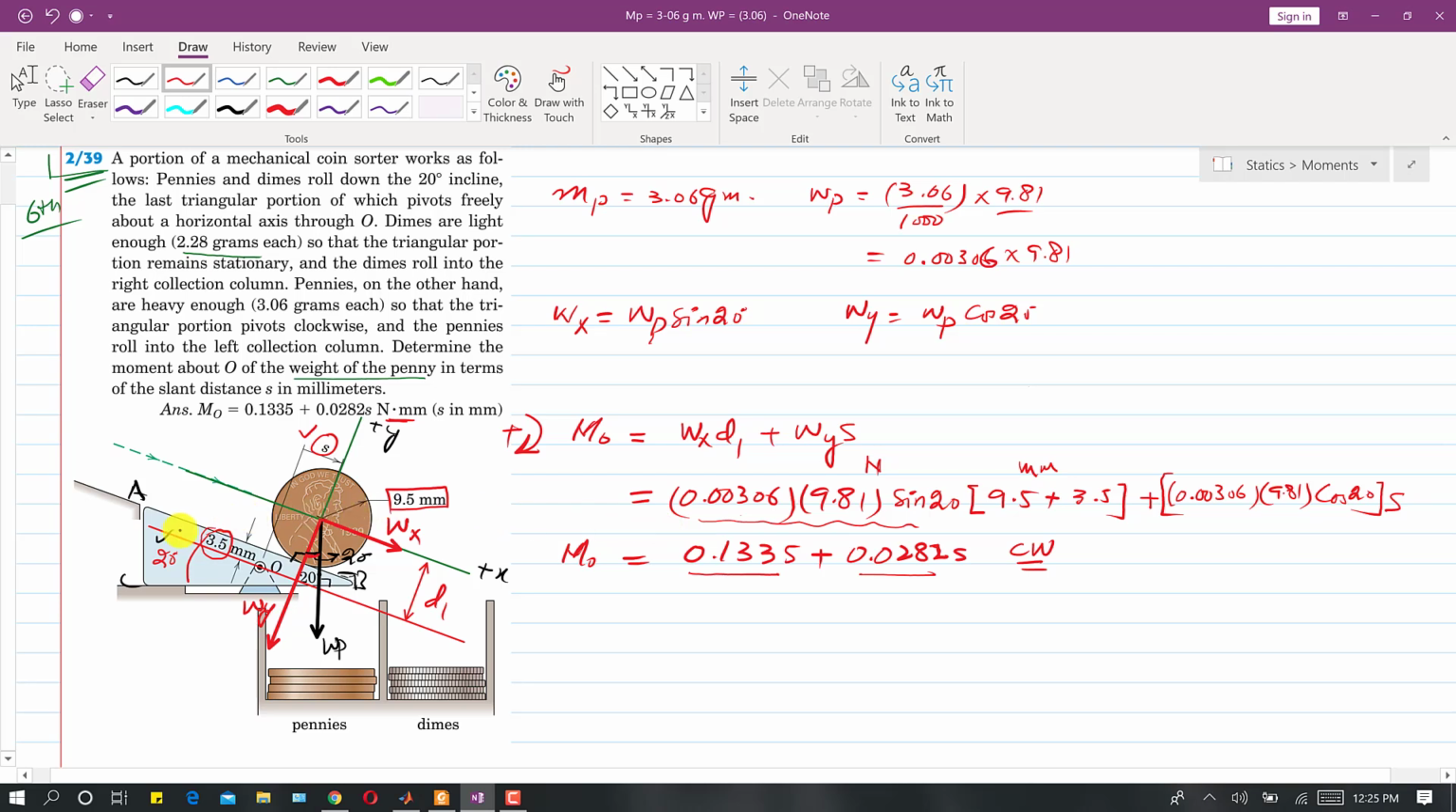This means that when the coin is exactly above this point O, then s will be equal to 0. So when s is equal to 0, the only moment will be this 0.1335, and this is in Newton mm. When s increases, then the moment will increase, so it is the plus sign. Then this triangular portion will pivot clockwise, so it will rotate clockwise, and this penny will come into this penny's portion. So this is the solution of this problem.